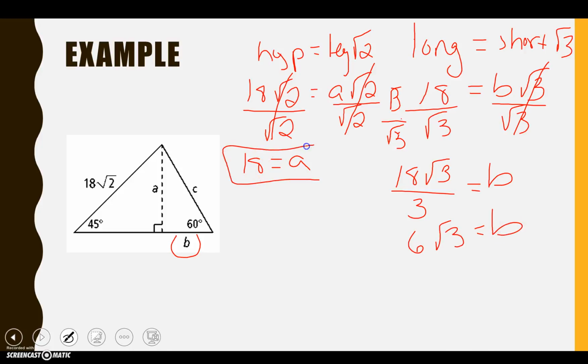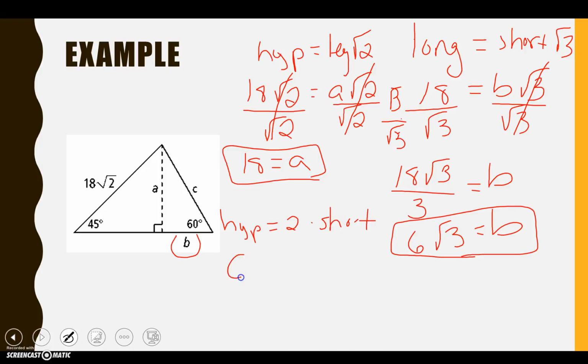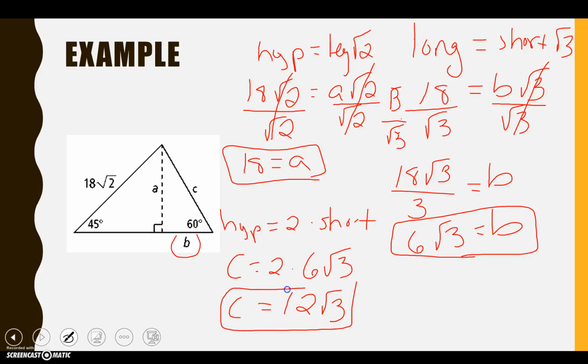So I found that a is 18 and b is 6 square root of 3. So that's our short leg now. The last thing we need to do now is find c. That's our hypotenuse. And in a 30, 60, 90 triangle, the hypotenuse is 2 times the short. And so I'm going to substitute my values in for c. It's equal to 2 times 6 square root of 3. And what's nice here is the 2 and the 6 multiply to give us 12 square root of 3. We don't have to do anything further than that, no rationalizing or anything like that.